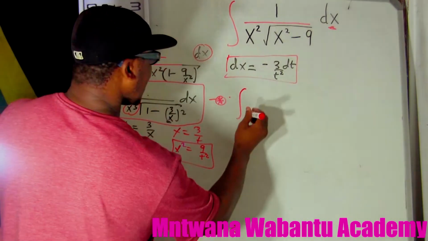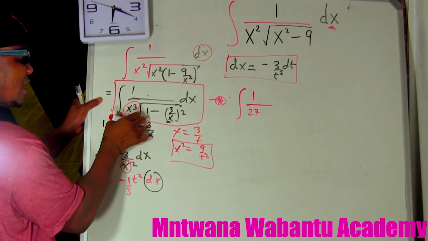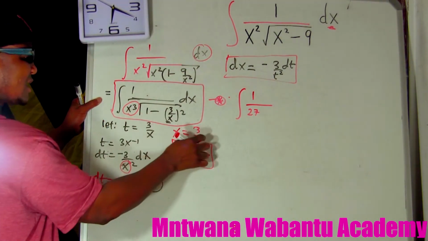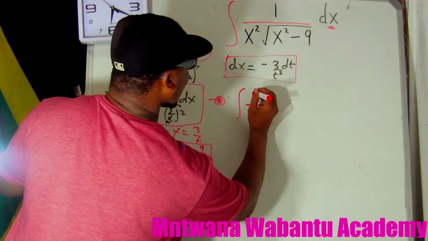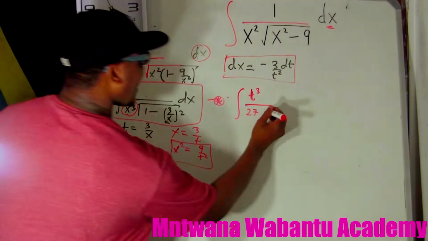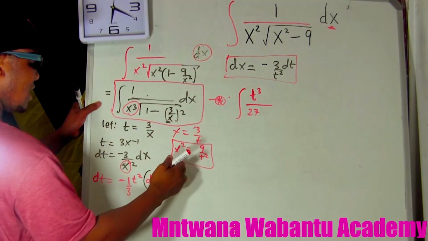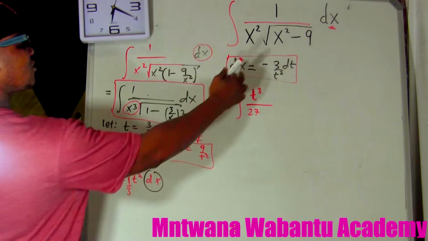So we're going to say integral of 1 over 27 over t cubed, because it's x cubed, so t cubed is going to go to the top. So we can just say t cubed, because 1 times t cubed is t cubed. Now let's come here. We have a root here. dx, first, dx. What is dx? dx equal to dx, this one here.